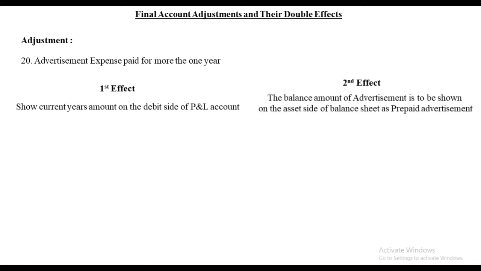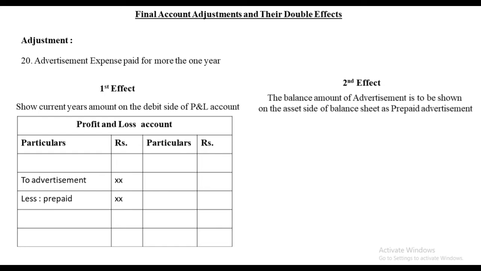Next, adjustment number 20. Adjustment 20 is based on advertisement expense which is paid for more than 1 year. If it is paid for more than 1 year, it means it is paid in advance, or that is something related to prepaid. So the first effect will always be that we need to show the current year's amount on the debit side of the P&L account. Only the current year. Whatever extra is available will become your prepaid. And second effect, the balance amount of advertisement which is prepaid is to be shown on the asset side of the balance sheet as prepaid advertisement.